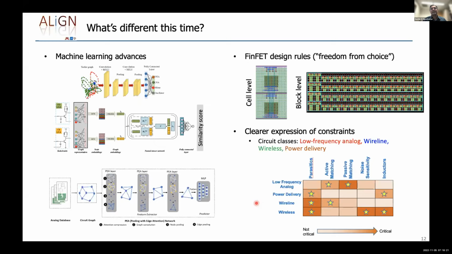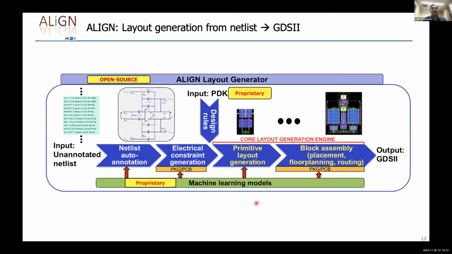So ML is certainly a large part of it, but there's a large effect that comes out of non-ML aspects as well, which is the topic of a different talk, because today I'm going to focus mostly on the ML aspect. To give you a high-level picture of how Align works, this slide shows you how we go from an input, which is a netlist without annotation, without any hierarchy, to an output, which is a GDS2 arrangement of rectangles.